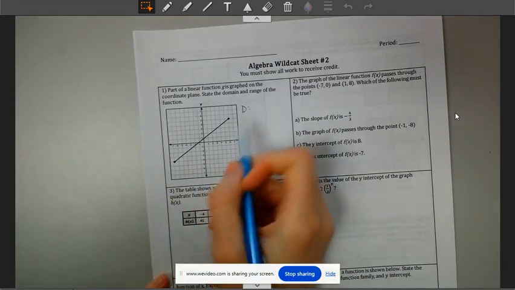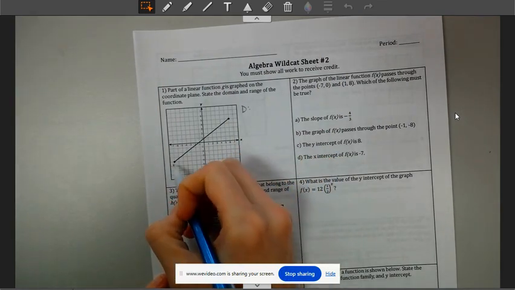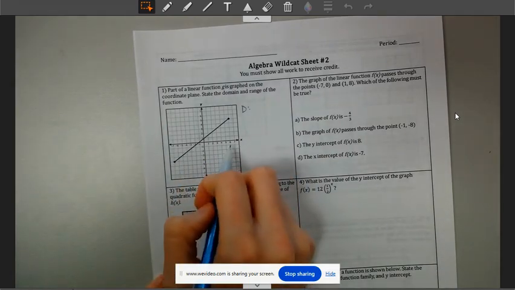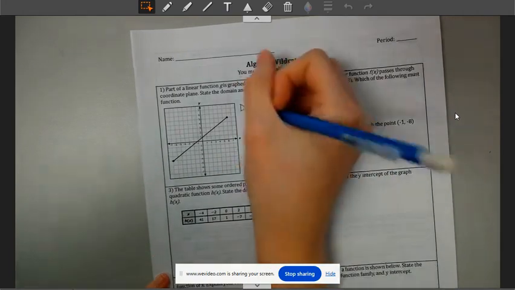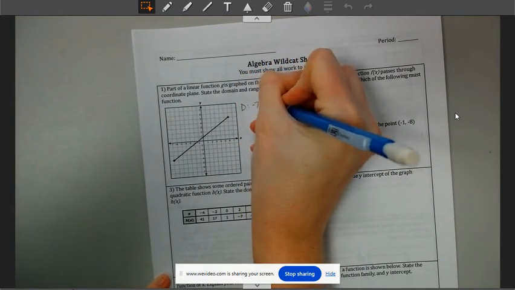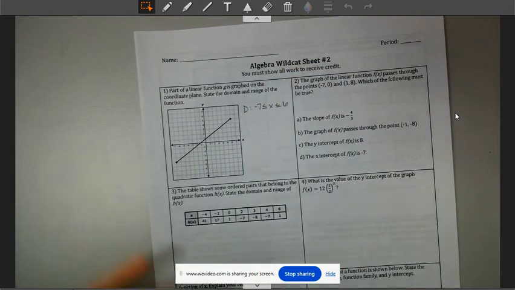So I asked myself, can I go forever to the left? No, I'm going to stop here at -7. And can I go forever to the right? No, I stop at 6. Both of these are closed circles, so we go least to greatest. So -7 is less than or equal to x is less than or equal to 6.